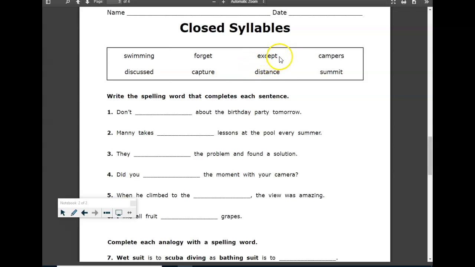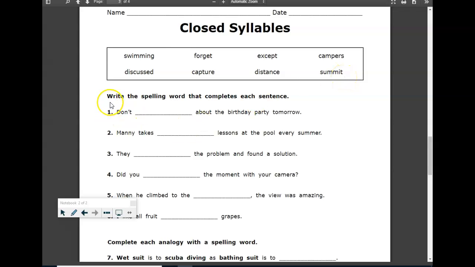Accept. So I would do that, except I have to watch my football game today. Distance, how far something is. Campers, people going out and camping. And summit would be the top of a mountain.